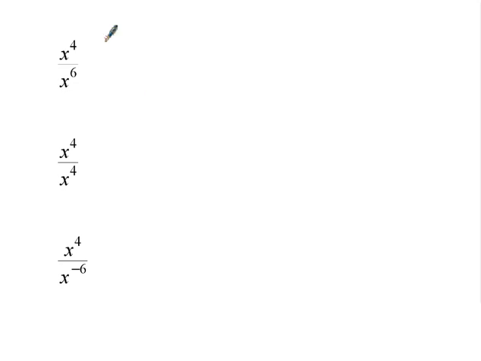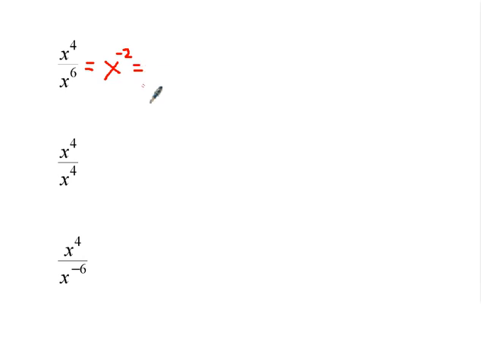Now I have 3 problems where I am dividing powers. If you remember before, you divide powers simply by subtracting the exponent. Subtracting the exponent is going to work in all of these cases. Now remember, I'm going to take the exponent on the top power and subtract the exponent on the bottom power. So that's going to be x to the 4 minus 6, which is negative 2.